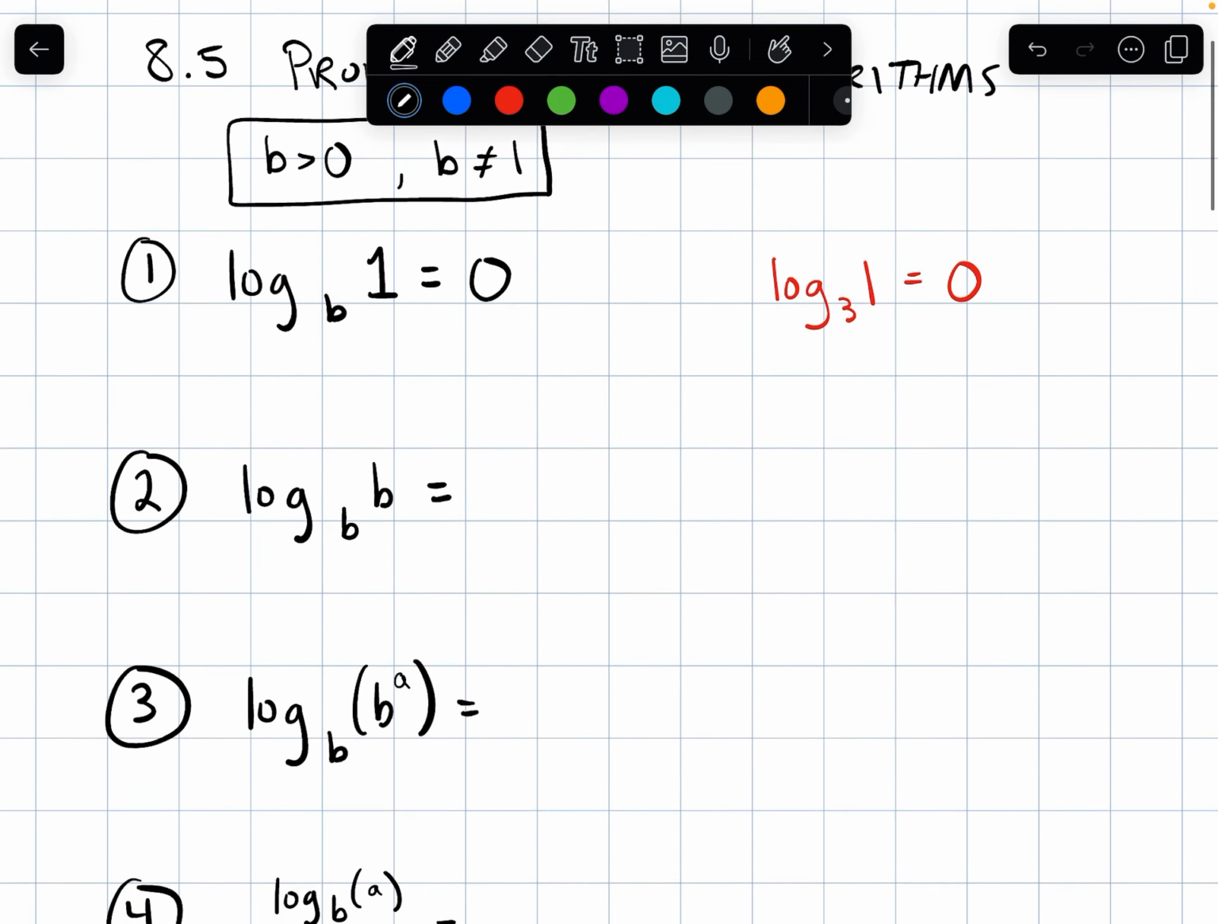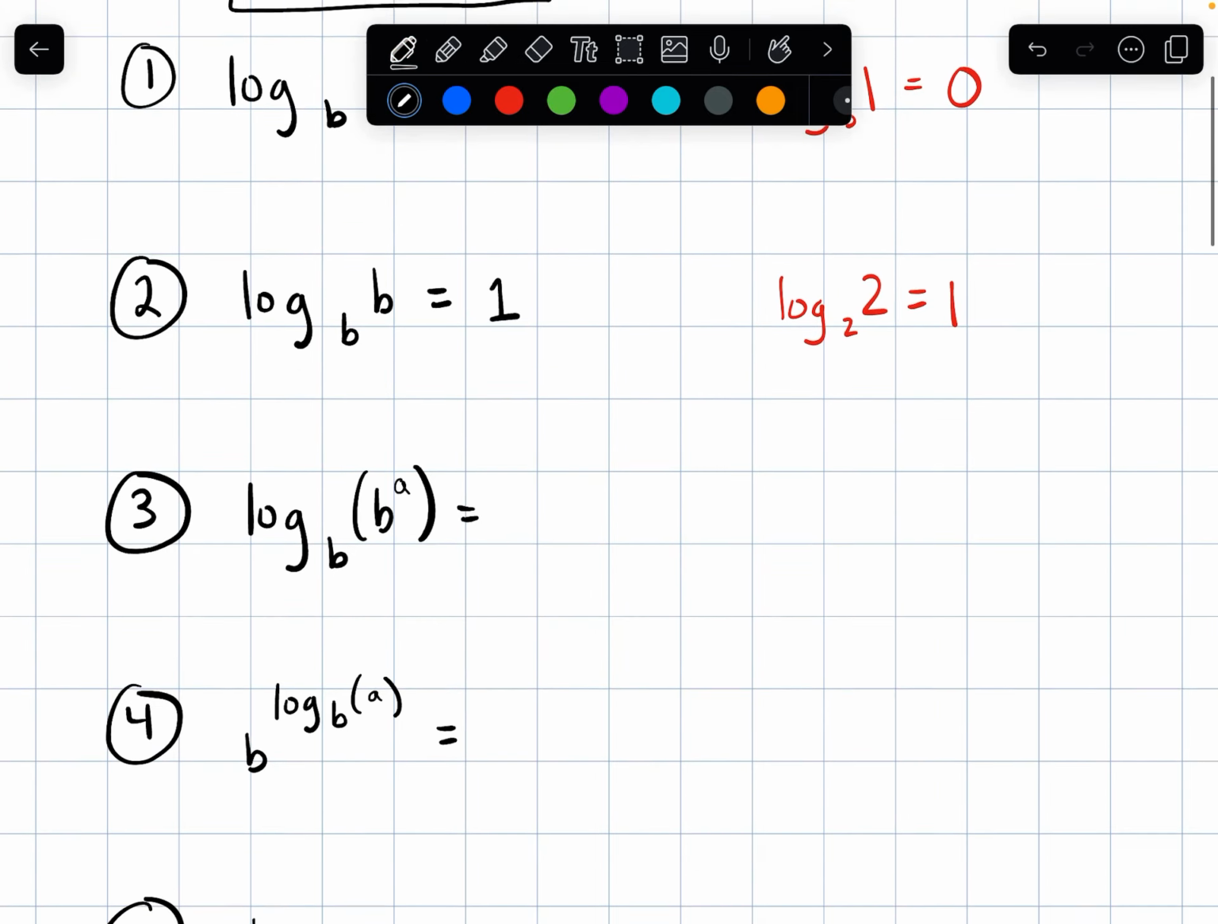Problem number 2, log base b of b. So this is saying b to some power equals b. Well, it's going to have to be to the first power, right? b to the first power equals b. So this is going to have to be an answer of 1. For example, let's say I had log base 2 of 2. Well, this is saying 2 to what power equals 2? And that's got to be 2 to the first power. All right, so we can confirm that that's true.